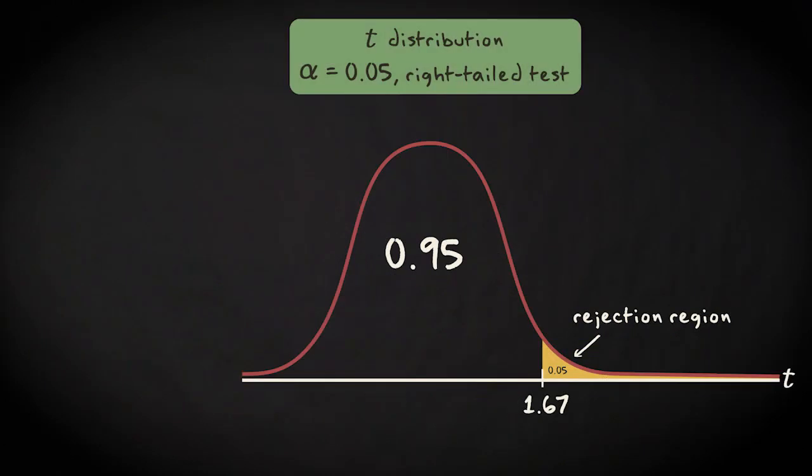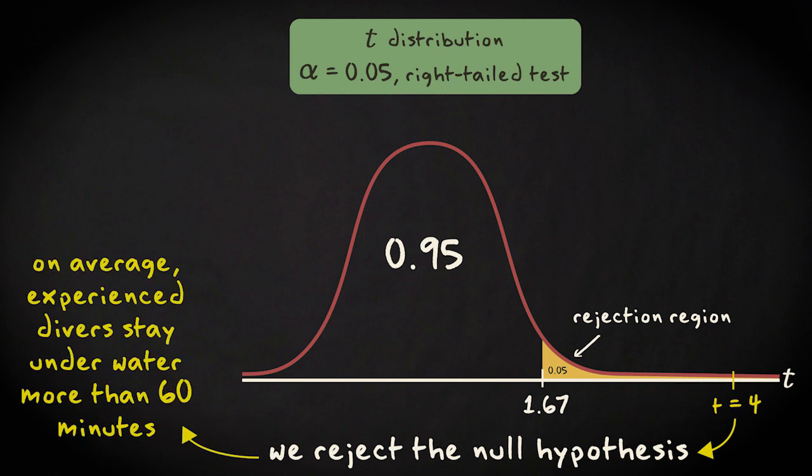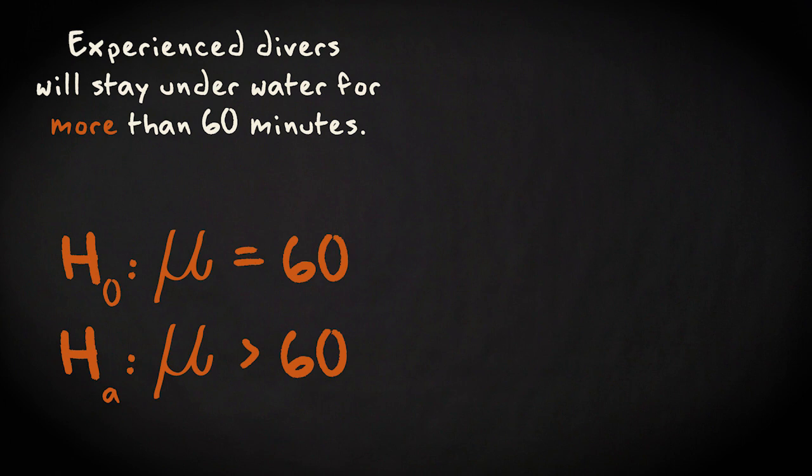This is the result. Our test statistic falls within the rejection region, which means that we reject the null hypothesis that the population mean is 60 minutes. We can conclude that on average, experienced American divers with an average tank at an average depth stay underwater for more than 60 minutes.